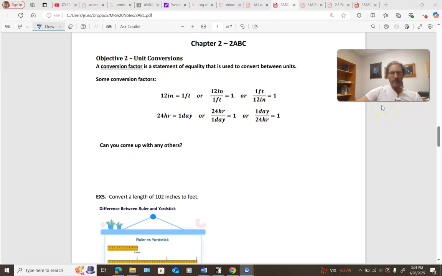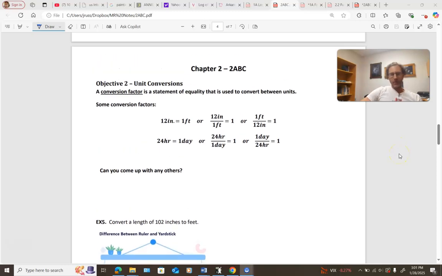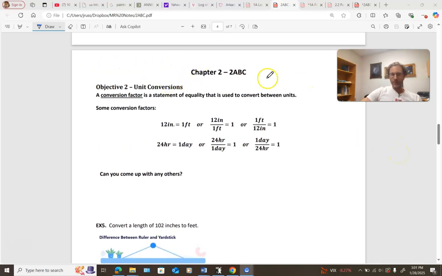Alright, welcome back guys. So we're going to start looking at some unit conversions.